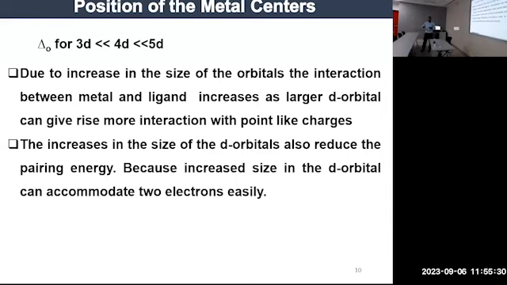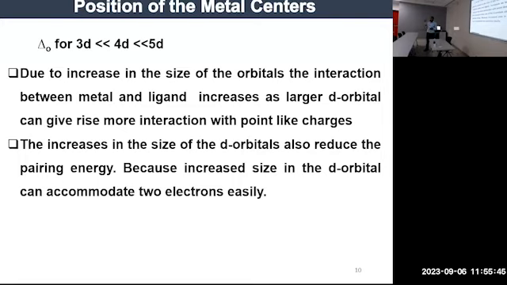Also, there is something called pairing energy. According to Hund's rule, there should be maximum spin multiplicity. But when you want to pair two electrons, the electrons repel each other, so you have to provide energy. So the pairing energy also decreases when you go down the periodic table, because if you have more space, it can accommodate two electrons easily. So that is how the position of the metal center defines this delta value.